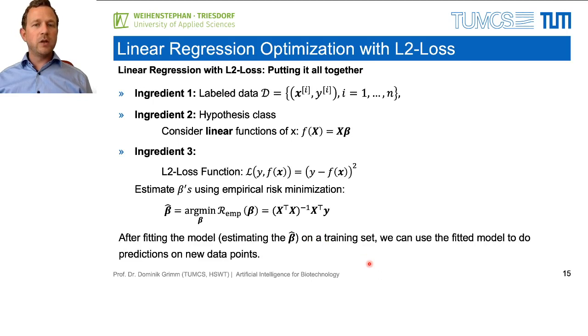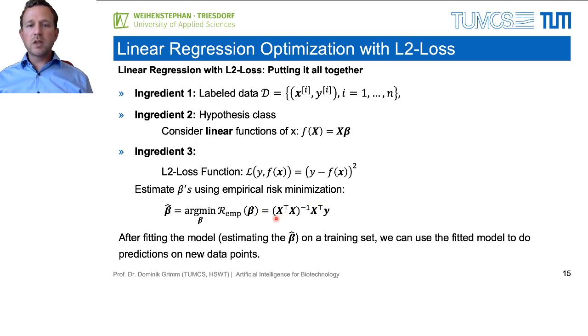So what do we need for a linear regression with the L2 loss? Of course, we need some labeled data. Then we need our hypothesis class, which in our case is a linear function. So the linear function is defined: f of x is nothing else than x times beta. Then we need our L2 loss, which we have defined before. And we need our beta estimates, so that we can compute the optimal betas, which is nothing else than this formula here, which we just derived before.